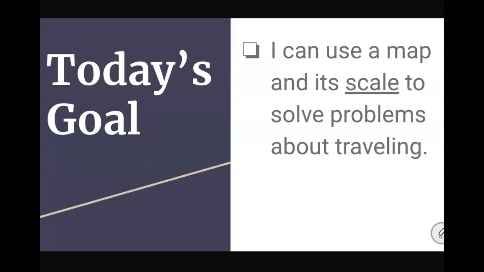So remember, today's goal: I can use a map and a scale to solve problems about traveling. You'll actually have to do some measuring here, and good luck.